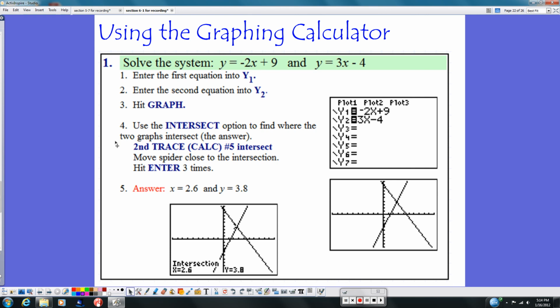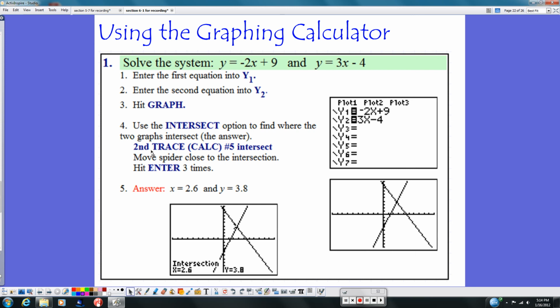To solve the system, y equals -2x plus 9 and y equals 3x minus 4, we type the two equations into our calculator. We're going to put the first equation in y1, the second equation in y2, and we're going to press graph. Then we're going to use the intersect option to find where the two graphs intersect.